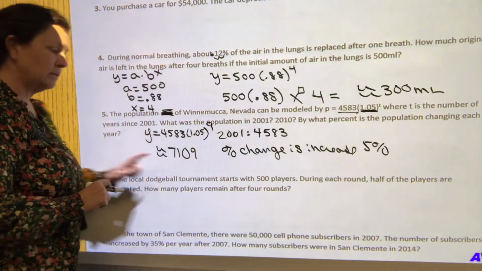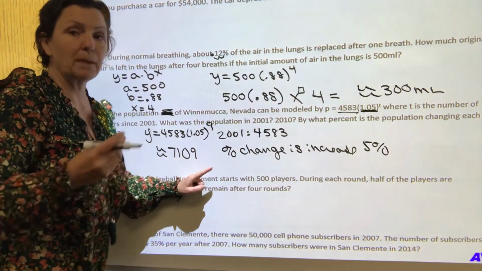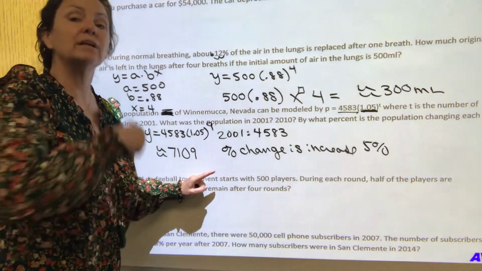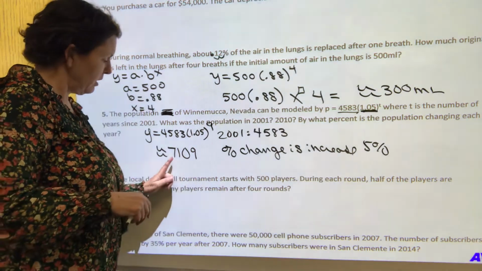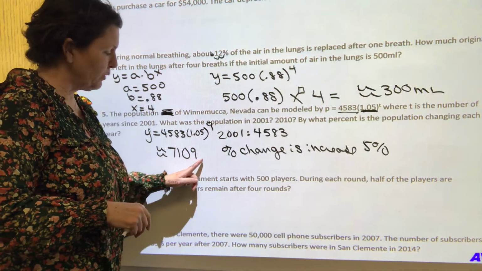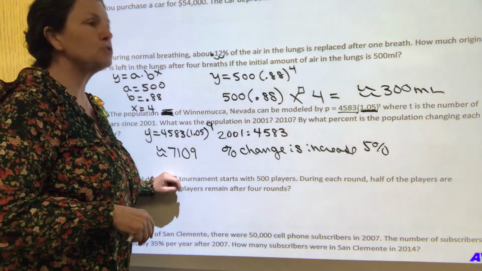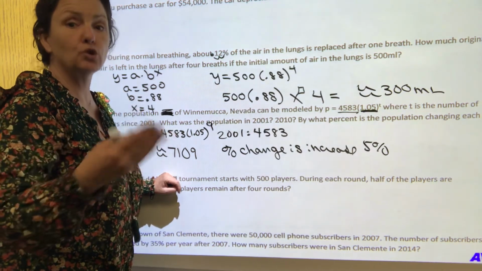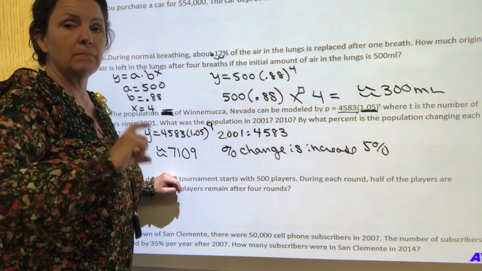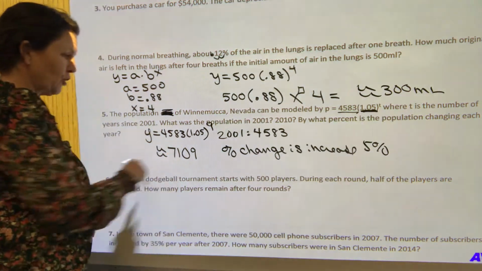7,109. You can't have point something because that would be part of a human. That's weird. We're dealing with whole humans, okay? Whole human population, not 7,108.2. Well, what is 0.2 of a human? I don't understand. Is that a leg? No. We're dealing with whole humans, so we have to make it a whole number. Okay? Cool. I hope you got that.